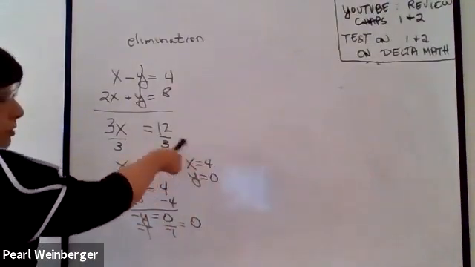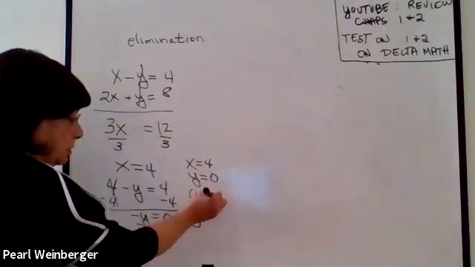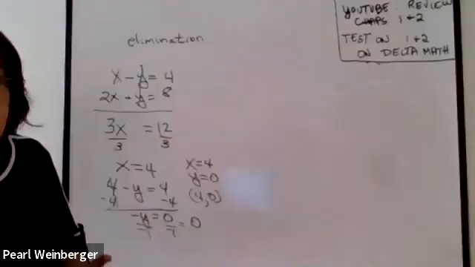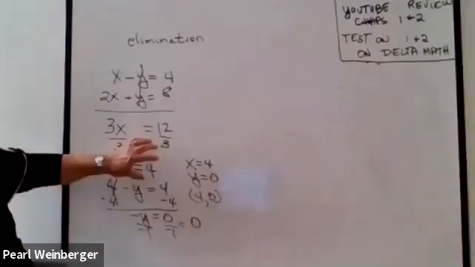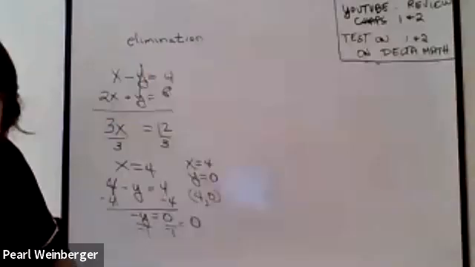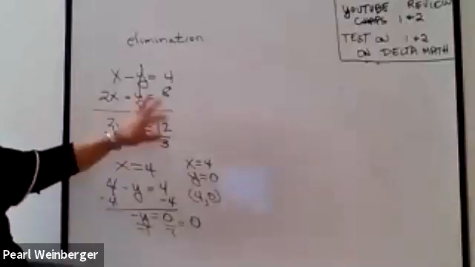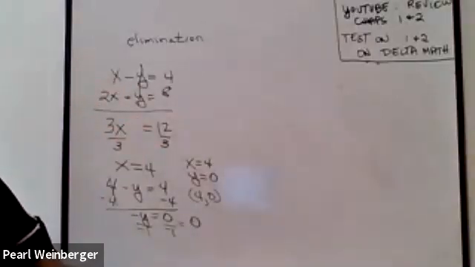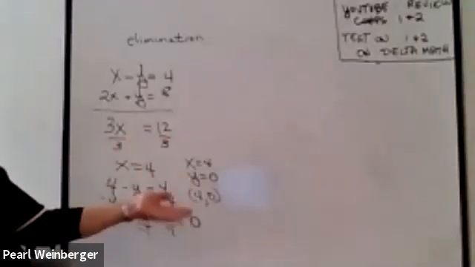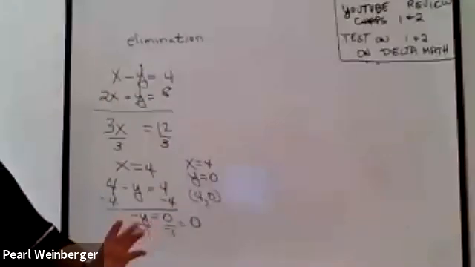I can leave my answer this way, or I can write my answer as an ordered pair (4, 0). Remember, always put the x value first, the y value second. This is called the method of elimination, and sometimes it's also called the addition method, because when we add the equations, we get rid of one of the variables, and that allows us to solve for the variable and then get the final answer. Is there any question about this?